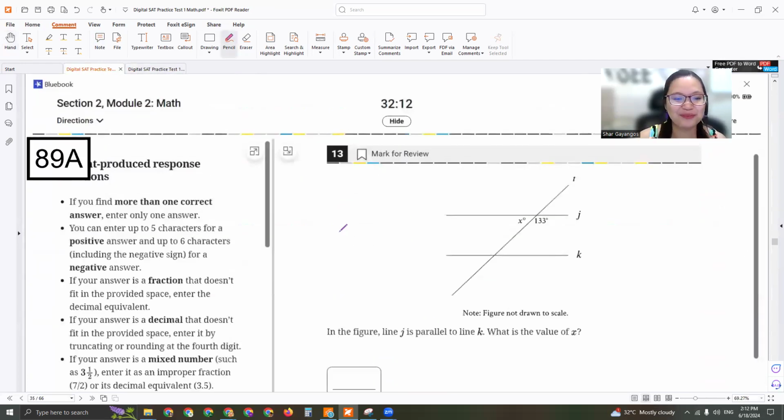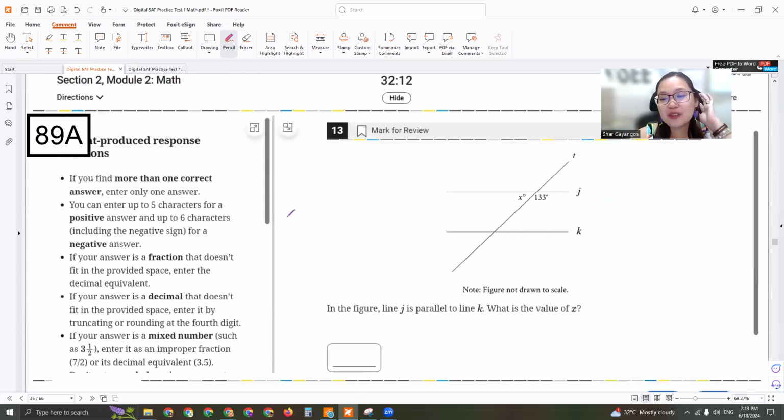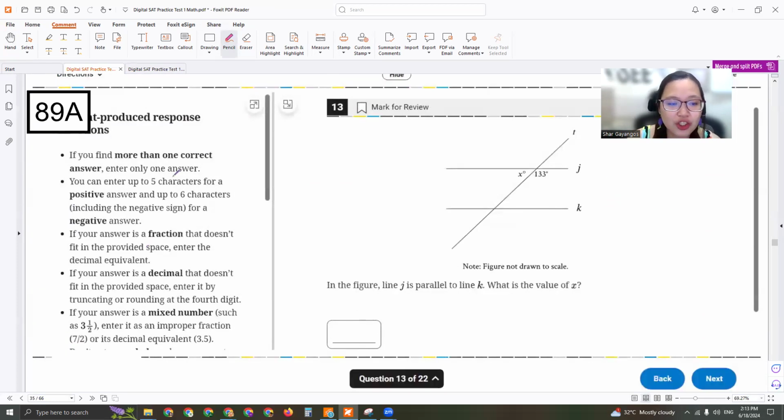Next one. Sometimes you might have to enter your values. Even if you took the pen and paper SAT already, this is not new to you, right? There are instances in the SAT where you have to enter your values just to make sure that you are using the correct format. We are given two parallel lines, g and k, with a transversal line t, and the goal is to find x, right? And we know that these two form linear pairs, meaning they add up to 180.